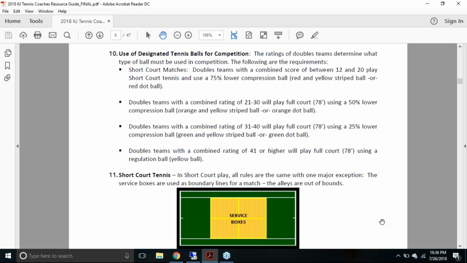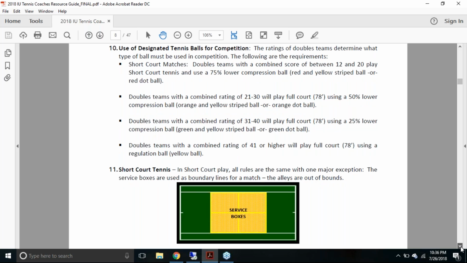Doubles teams with a combined rating of 31 to 40 will play full court using a 25% lower compression ball, which is green and yellow striped, or it's a traditional ball with a green dot. And doubles teams with a combined rating of 41 or higher will play full court using a regulation, which is also designated as a yellow ball.